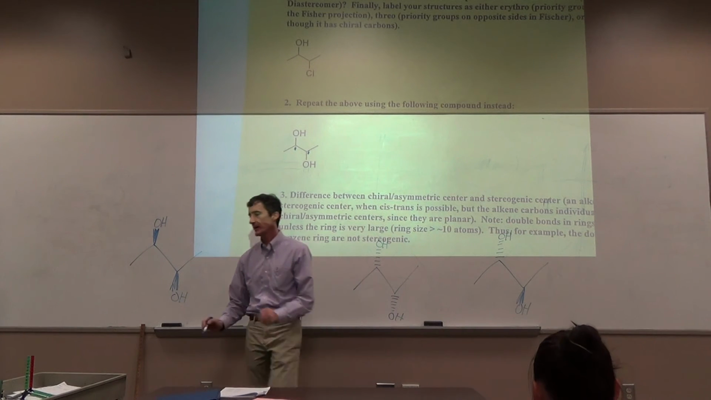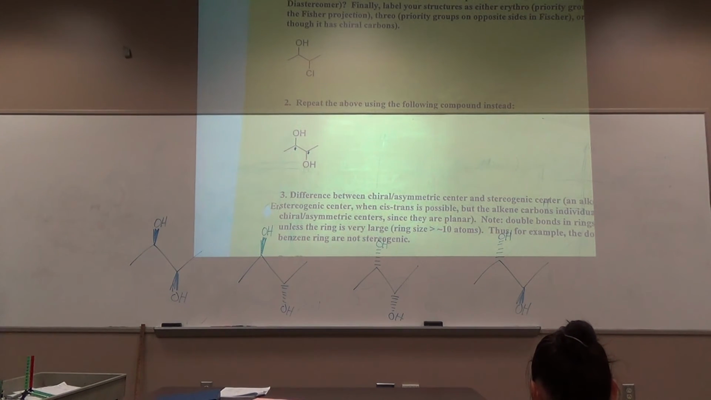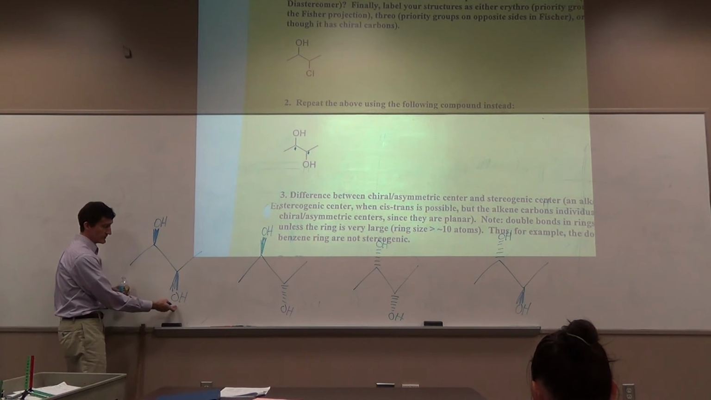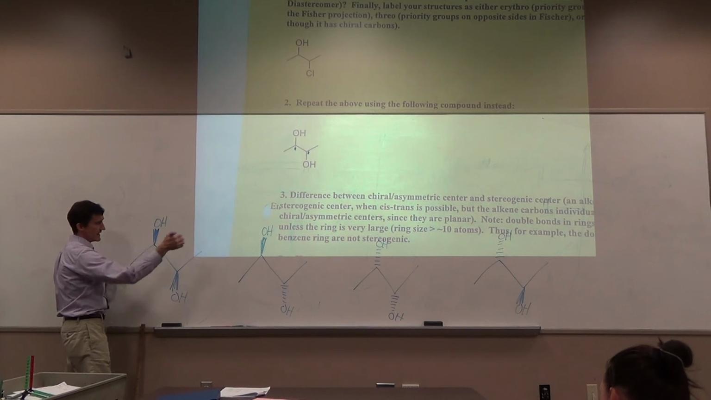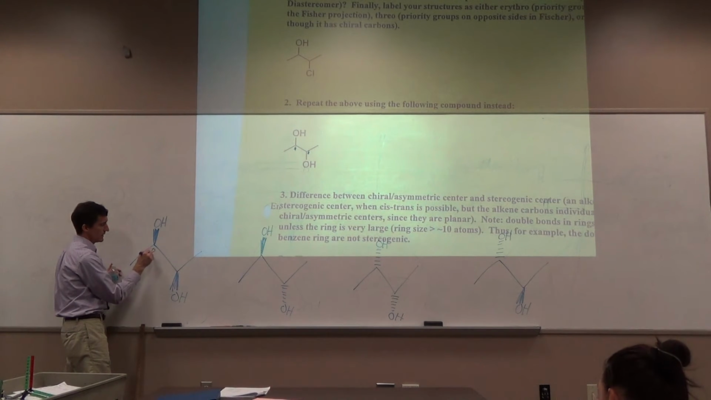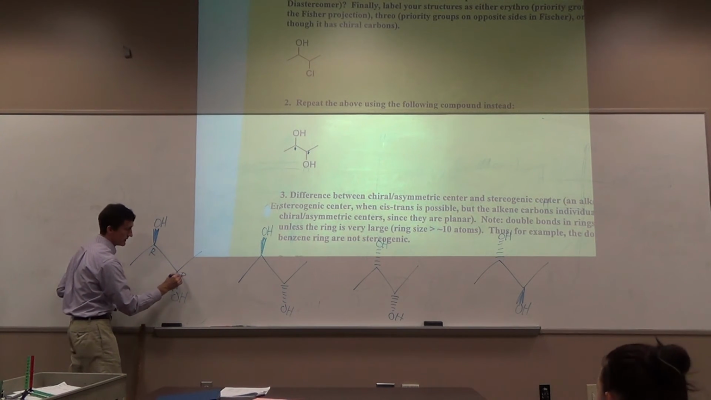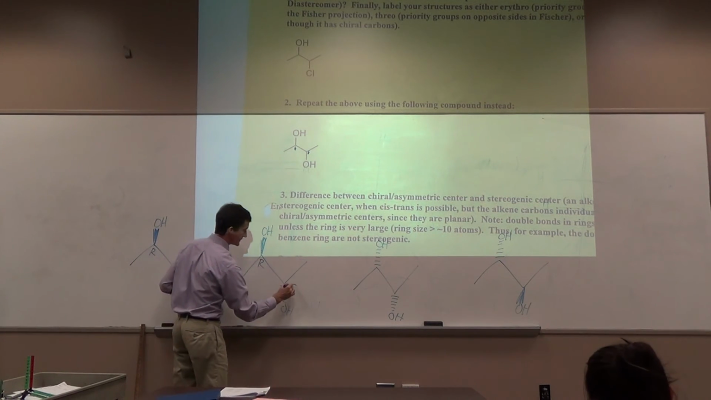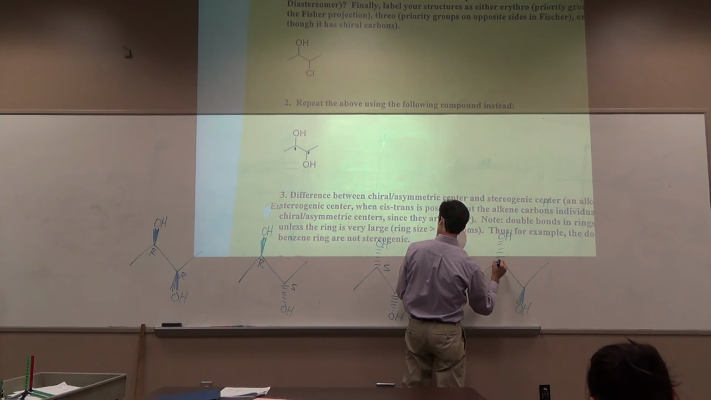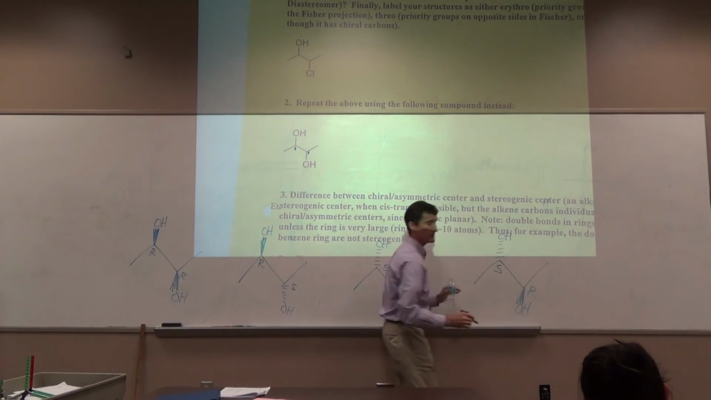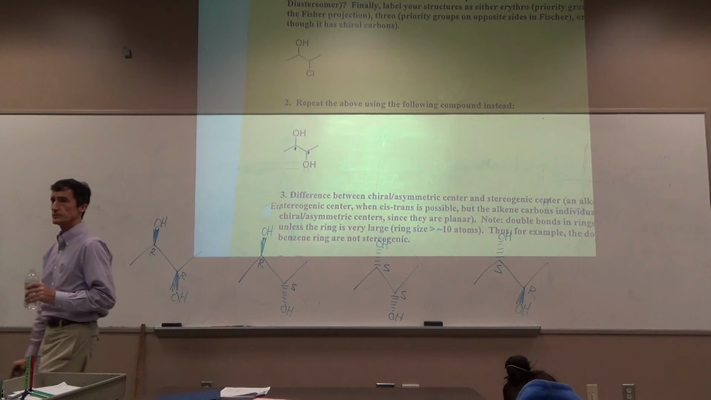Is that really 4 different compounds? Let's see. R and S should be the same as the previous set because changing this from chlorine to OH is not going to change the priority comparatively. In the previous set, this was what? RR? Yep. And so this was RS. This was what? SS. This was, yeah, it should still be the same. We didn't change priority in switching to OH.